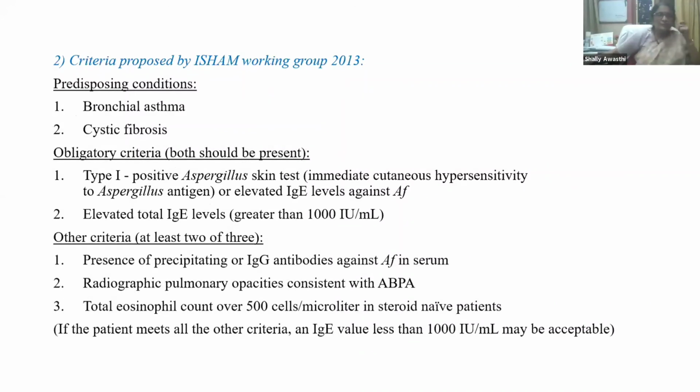So there was a revised criteria proposed by the ISHAM group, that is International Study Group on Human and Animal Mycosis, in 2013. They had 2 predisposing criteria: bronchial asthma, cystic fibrosis. Obligatory criteria, both should be present: type 1 Aspergillus skin test or elevated IgE, total IgE greater than 1000 IU, and 2 of the 3 criteria, that is presence of precipitating or IgG antibodies, radiographic pulmonary opacities, and total eosinophil count greater than 500. In patients who meet all other criteria, an IgE less than 1000 may be acceptable.